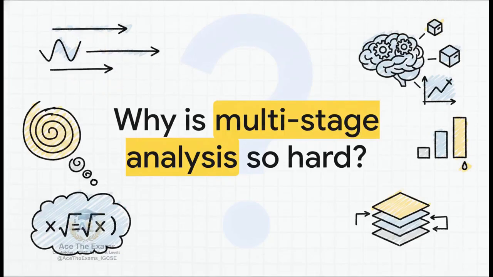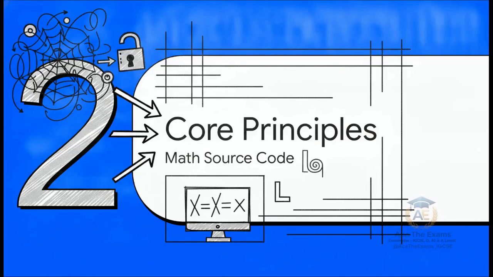Well, it comes down to cognitive load. You aren't just applying one simple rule here. You have to extract data, apply logarithms, manipulate algebra, map all of that to a straight-line graph, and then translate the gradient and y-intercept back into the original constants. It's a huge, multi-layered algorithm. And without a proper framework, it's incredibly easy to just drop a line of code and ruin the whole output.